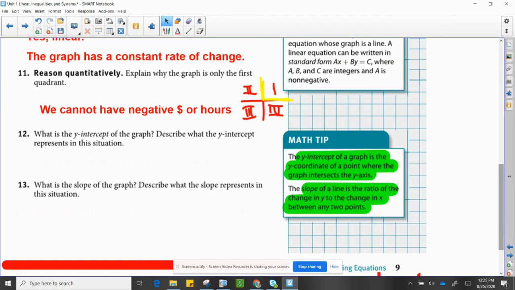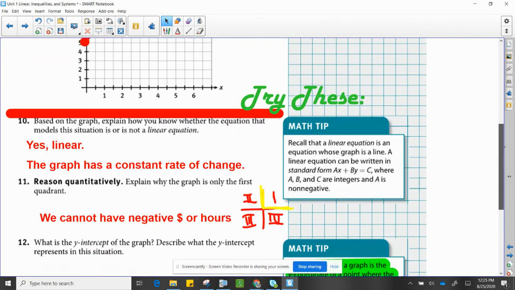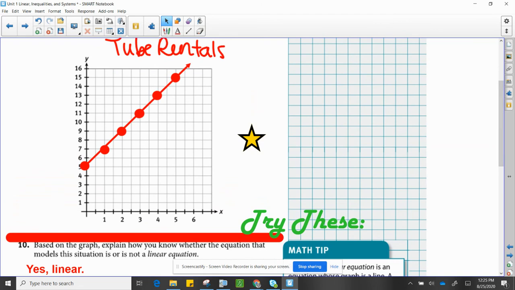All right, what is the y-intercept of the graph? And explain what this means in the context. So let me go back up to the graph here. I have the y-intercept graphed on mine because I continued the pattern. So what is that y-intercept and what does it represent for our tube rental scenario?